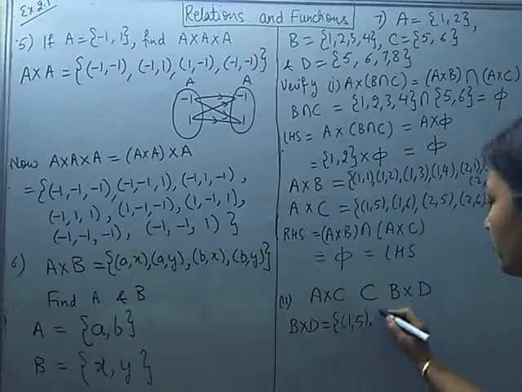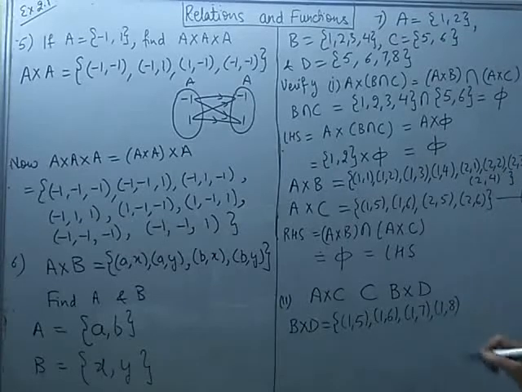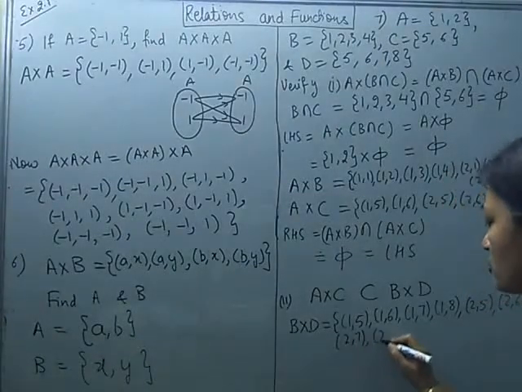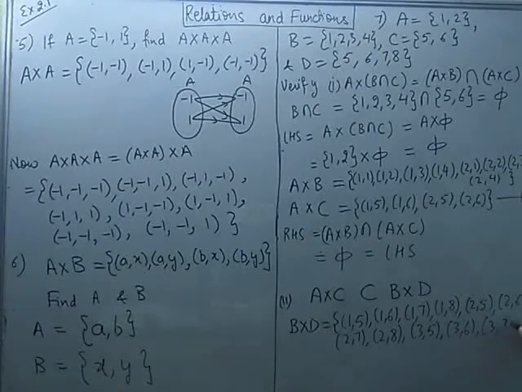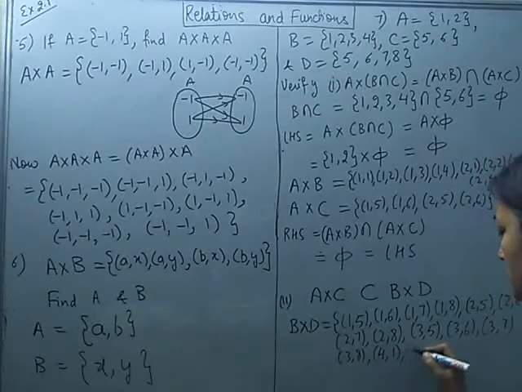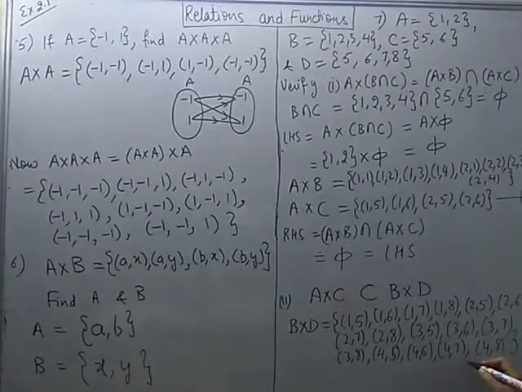So 1 pairing with 5, then (1,6), (1,7), (1,8). Then with 2: (2,5), (2,6), (2,7), (2,8). Then (3,5), (3,6), 3 with 7 and 3 with 8. In the same way, 4 pairs with all these: 5, 6, 7 and 8. Okay, so this can be marked as Equation 2.